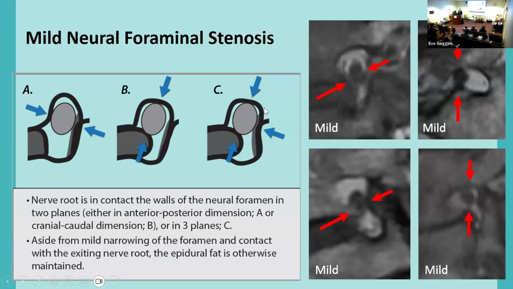Our modification: when we were doing a multi-reader study to see concordance, people had a lot of trouble with the scenario where it's touching on 3 sides, but there's otherwise still preserved fat. So we would still categorize this as mild. And here are some examples: mild touching anterior posterior, mild touching cranial caudal. These are all T1 weighted sagittal images. Mild touching anterior posterior, mild touching on 3 sides, but still with preserved fat.